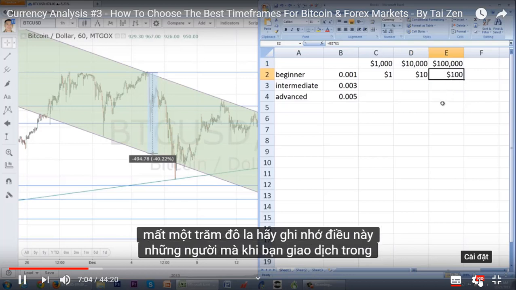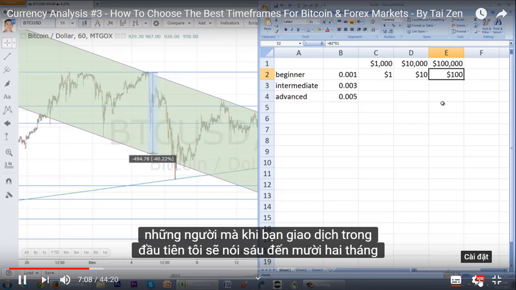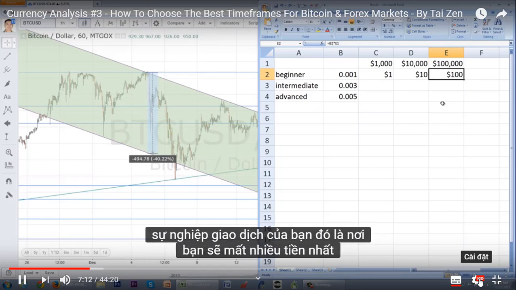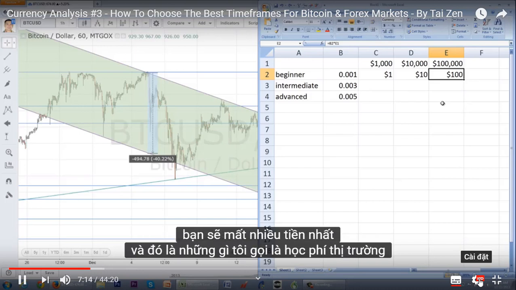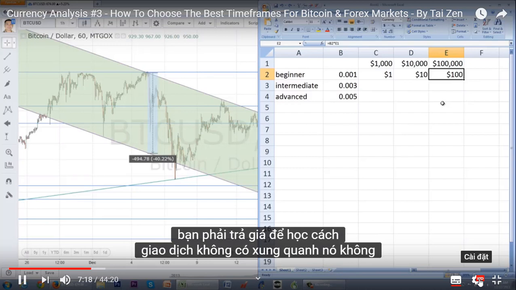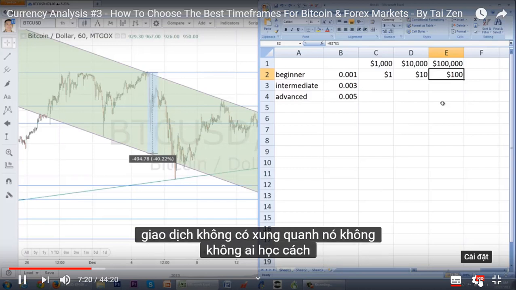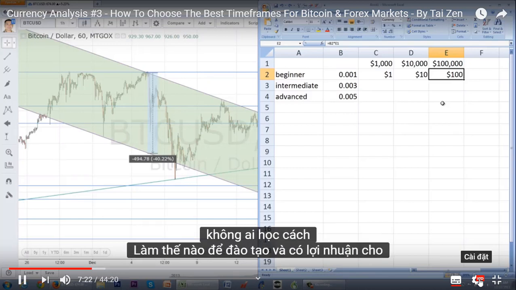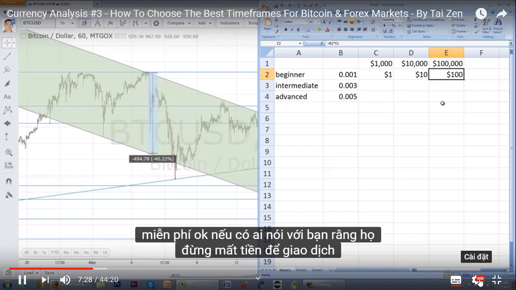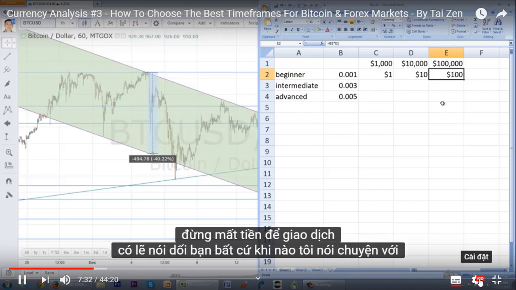Keep this in mind, guys, that in the first, I would say, 6 to 12 months of your trading career, that's where you're going to lose the most money. That's what I call market tuition. You have to pay a price to learn how to trade. There's no getting around it. Nobody learns how to trade and becomes profitable for free. If anybody tells you that they don't lose any money to trade, they're probably lying to you.